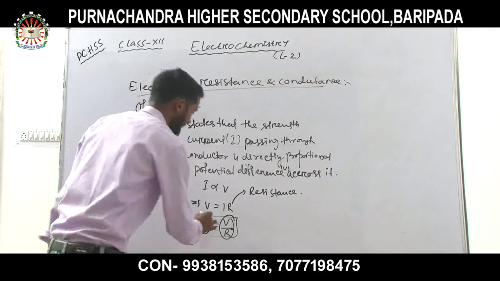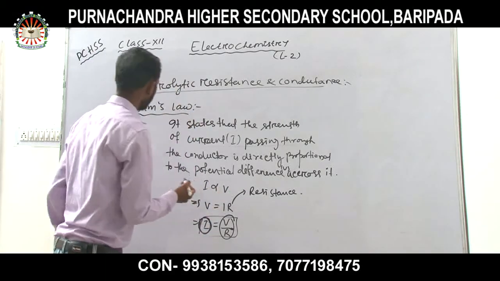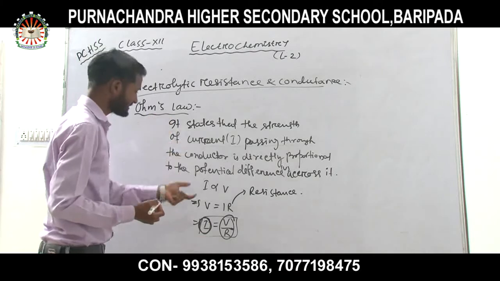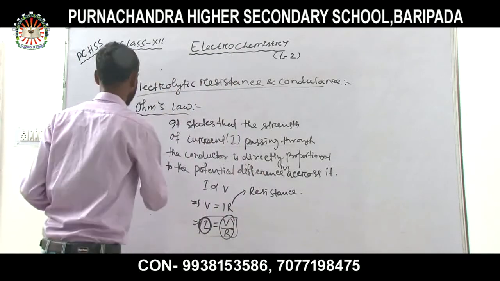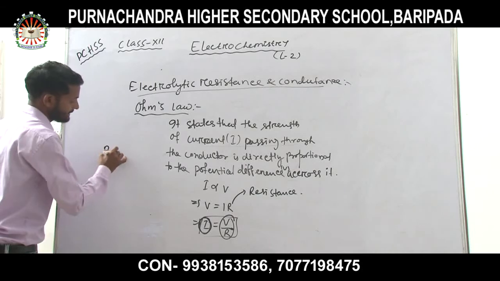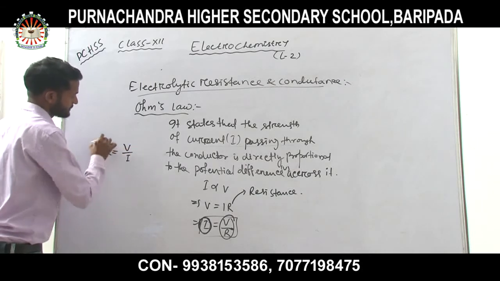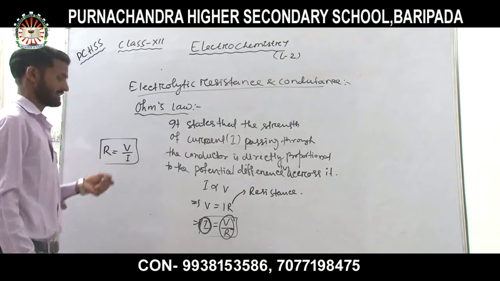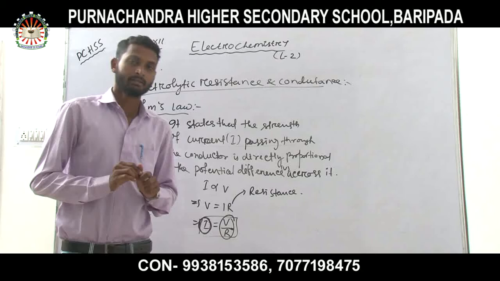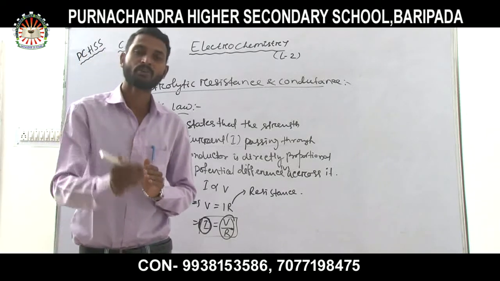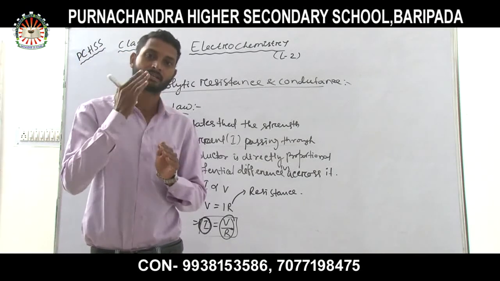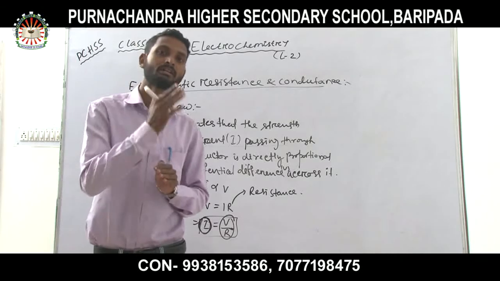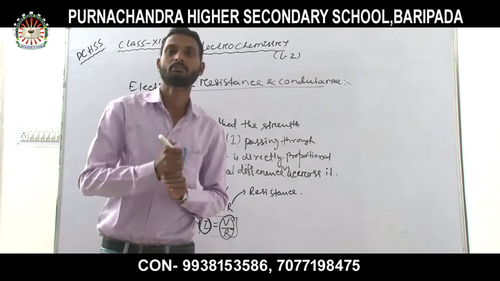Now the unit of resistance. Here R is equal to V by I. So that is called resistance. Resistance means the opposition force which is offered by any substance against the direction of the flow of current.